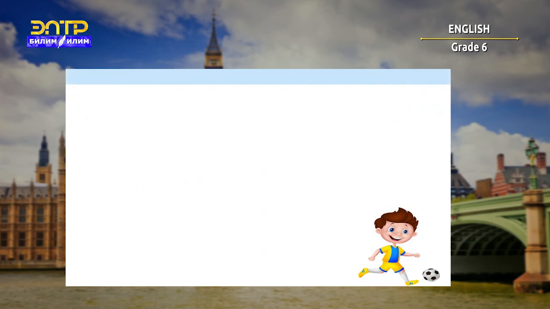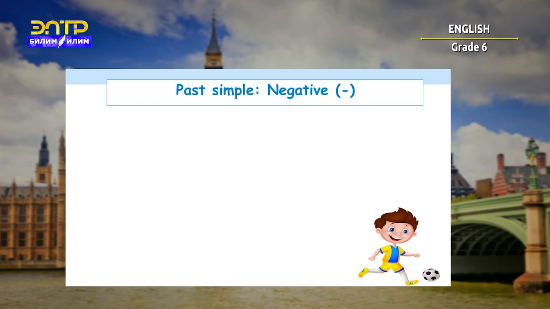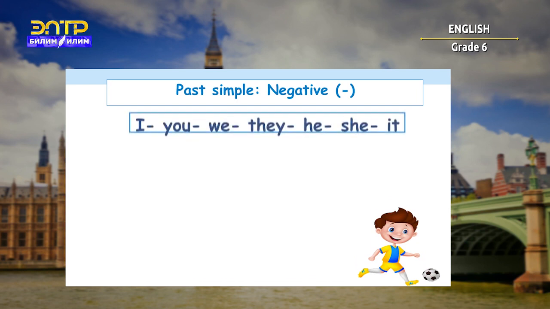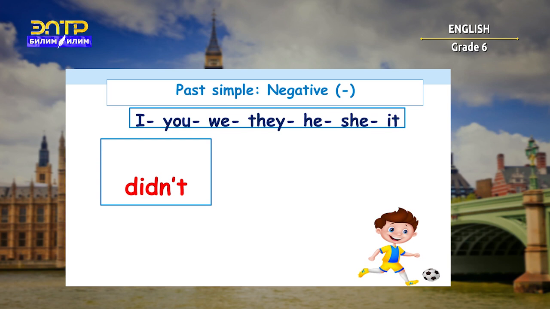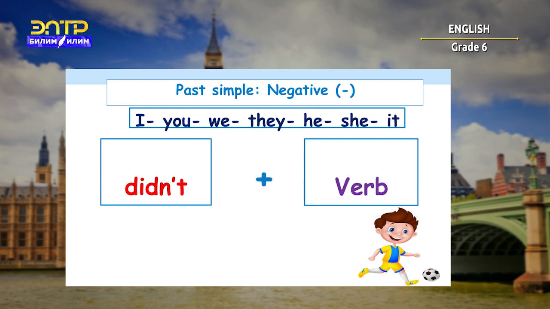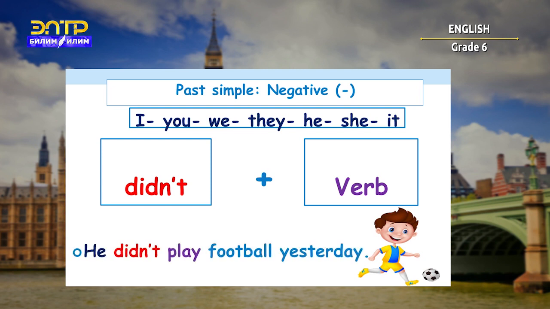Do you remember what the past simple tense is? Last lesson we learned how to make the positive sentence in the past simple. And today we will study the negative form of the past simple tense. Let's see how it forms. Firstly, we use subject like I, you, we, they, he, she, it. Then we add didn't to make the sentence negative. And we put the basic form of the verb. For example, he didn't play football yesterday.